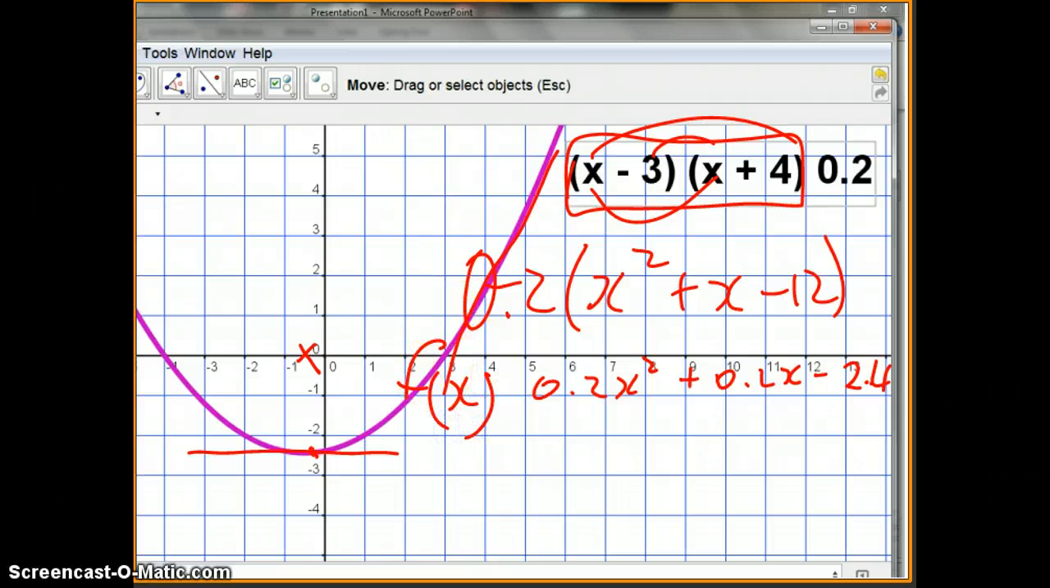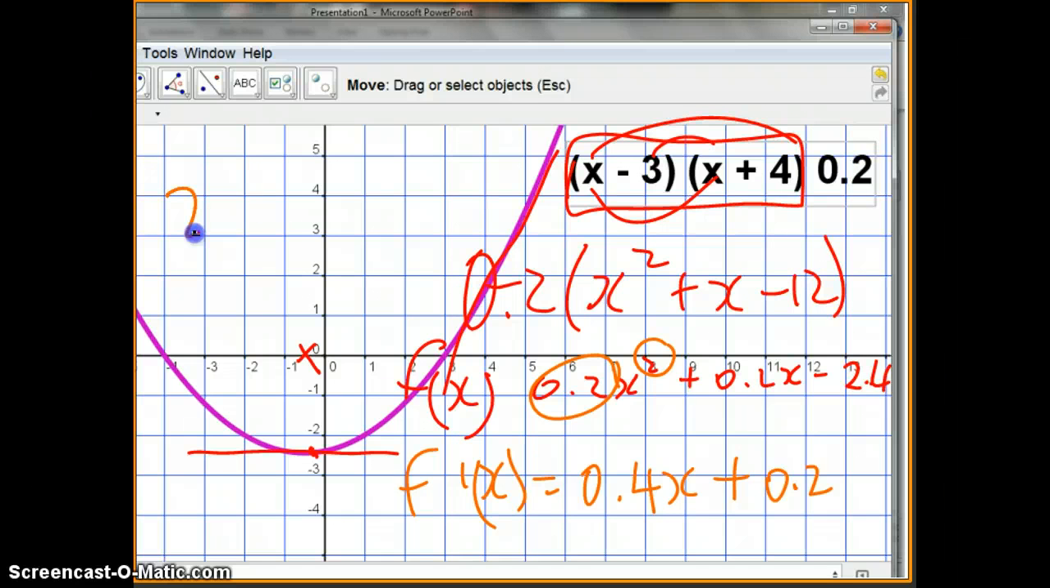So what's my f dash of x? F dash of x, my gradient function: 2 times 0.2, 0.4. Take the power down, 2 minus 1 is 1. And I don't have to write the 1. Here you get 0.2 because it's 1 times that. Take the power down, that'll be x to the power of 0, which becomes 1.